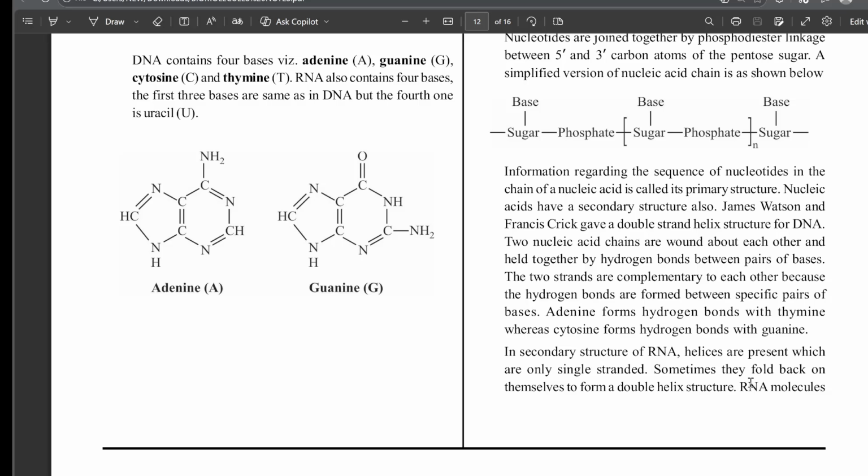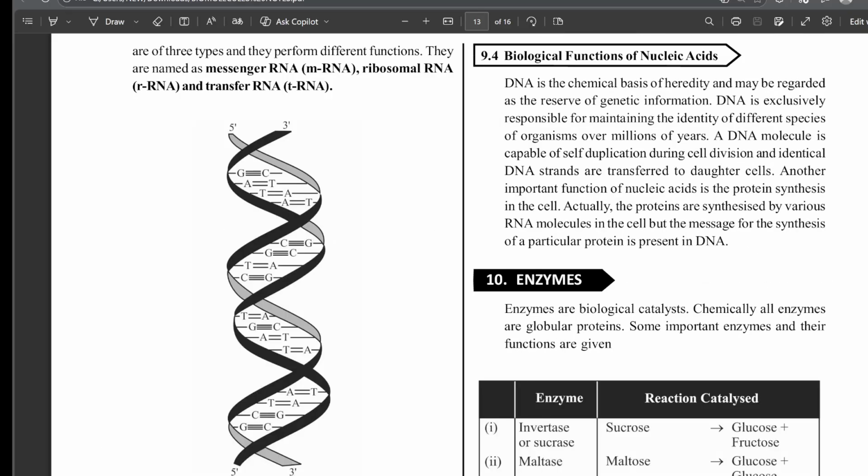In the secondary structure of RNA, helices are present which are only single stranded and can sometimes fold back onto one another. These are the major types of RNAs as you can see here: messenger RNA, also known as mRNA, ribosomal RNA, also known as rRNA, and transfer RNA, also known as tRNA.